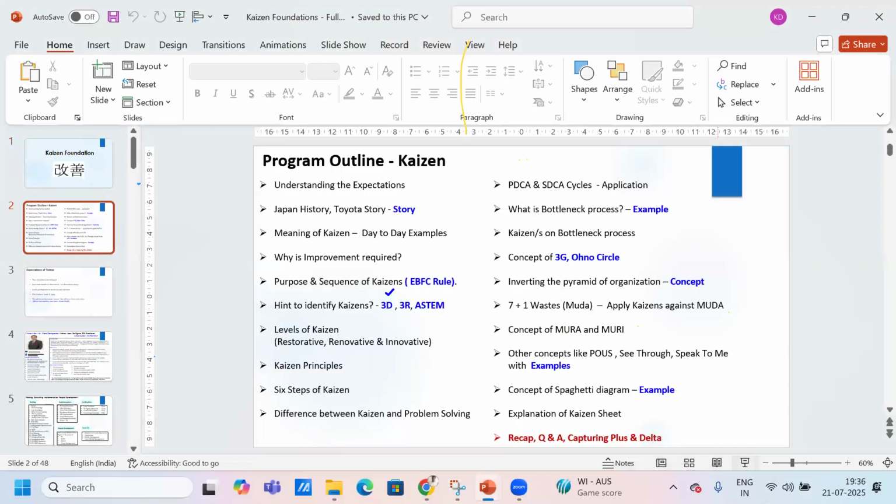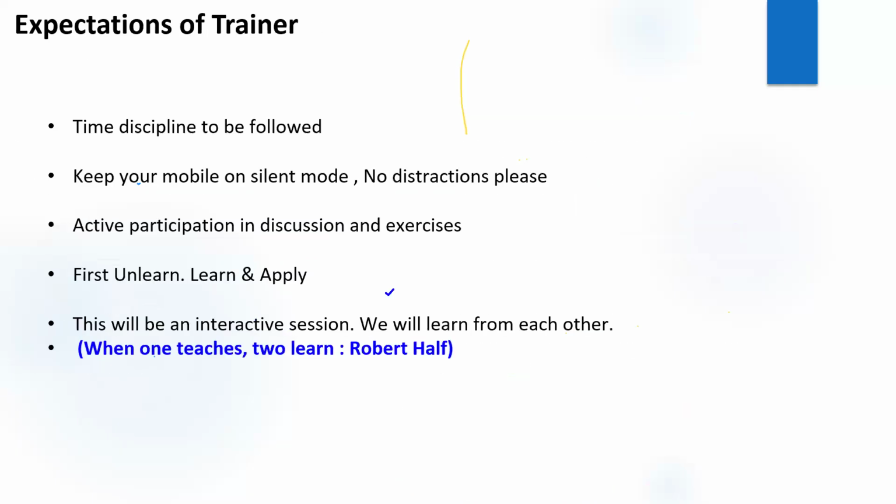Now let's start. Before starting, there are some instructions. We will follow time discipline because there are a lot of participants. It is very difficult for me to capture the expectations of the participants, so I will skip that part. But there are some expectations of the trainer. We will follow the time discipline. That is the request to all of you.